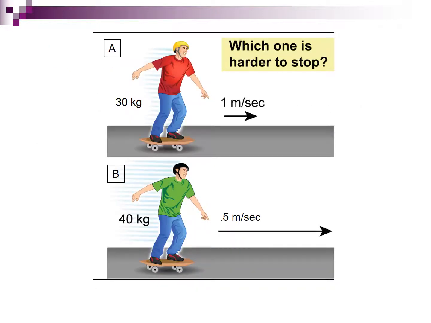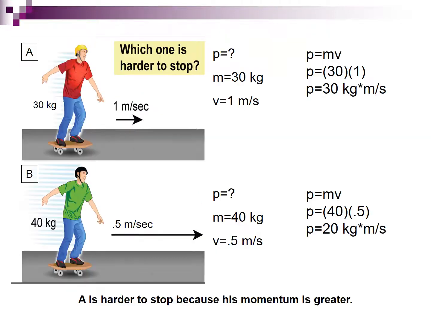So which one is harder to stop? A 30 kilogram person going 1 meter per second or a 40 kilogram person going 0.5 meters per second. Let's do the calculation there. For the top, let's put our variables down first. P is the question mark, we don't know that yet. m is 30, v is 1.